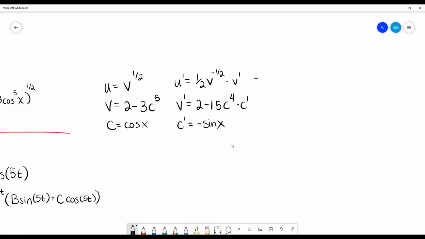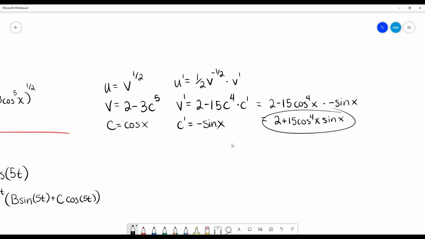Plug that all back in, we get, oops, gotta plug it in here first, so 2 minus 15 cosine to the 4th of x times a negative sine of x, and I'm going to combine those actually, so negative, negative, so they cancel out, so 2 plus 15 cosine to the 4th of x sine of x. Okay, I'm just going to write it like that. Remember, this is all multiplying there.